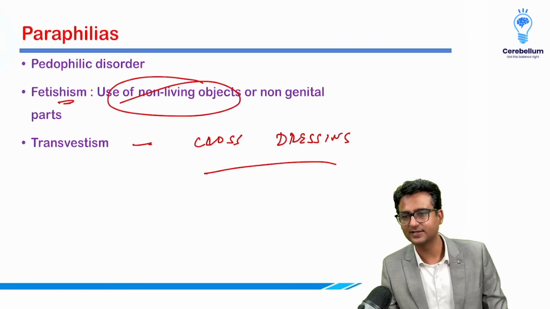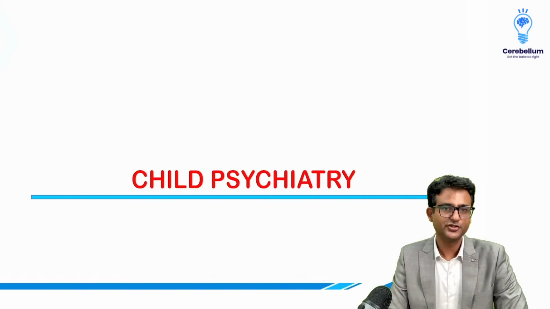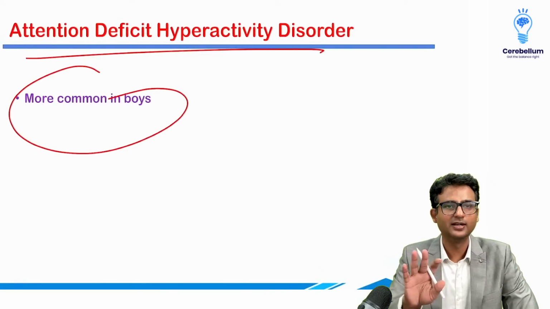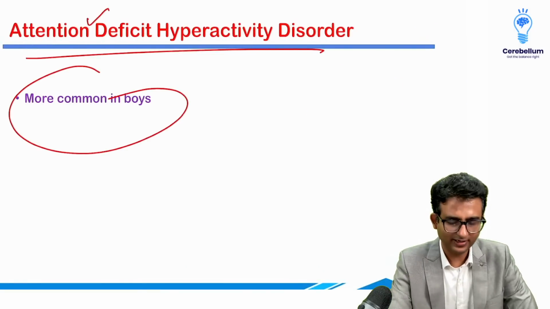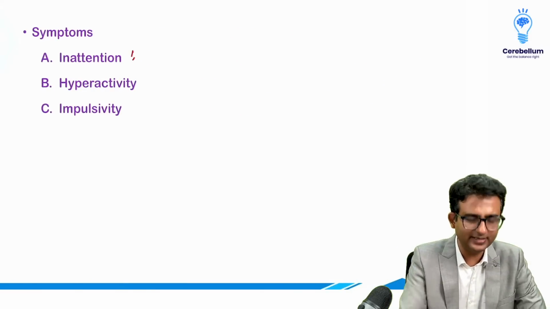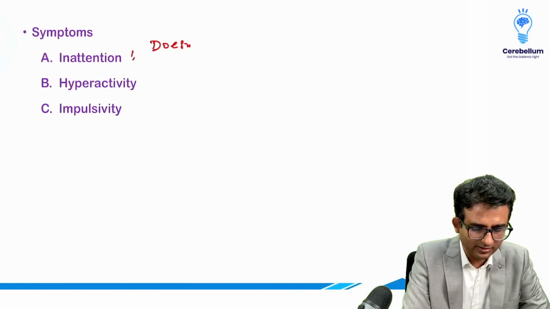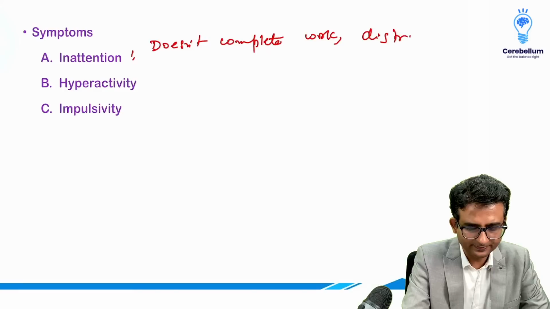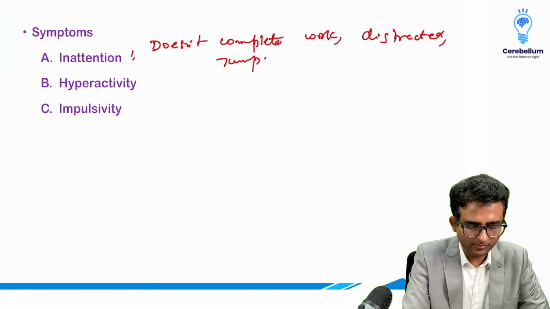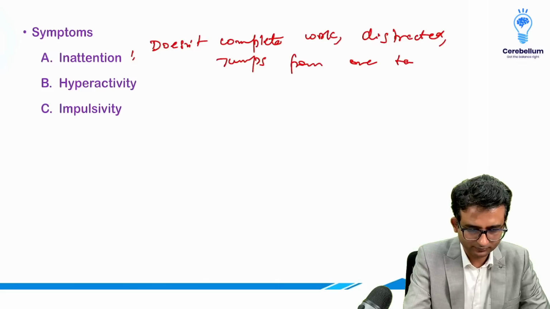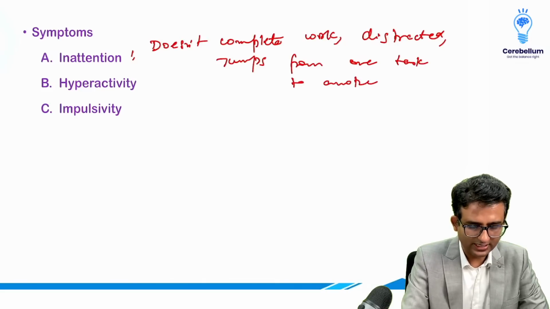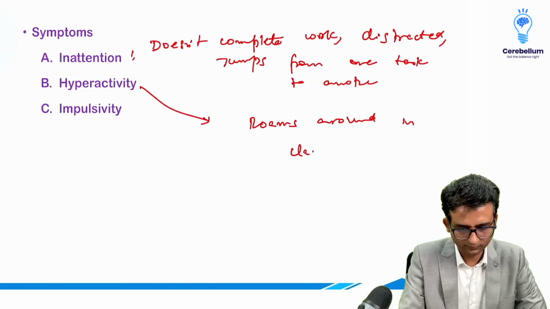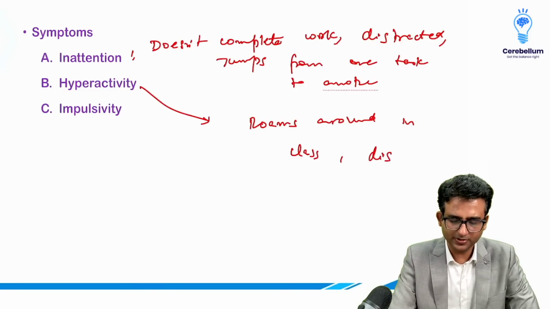All of these are paraphilias. Child psychiatry. First of all, let's talk about ADHD. More common in boys. नाम में ही है attention deficit and hyperactivity. The history that you will get is child has inattention, does not complete work, gets distracted, jumps from one task to another. Hyperactivity, roams around in class, खुद भी नहीं पढ़ता, disturbs other students too.